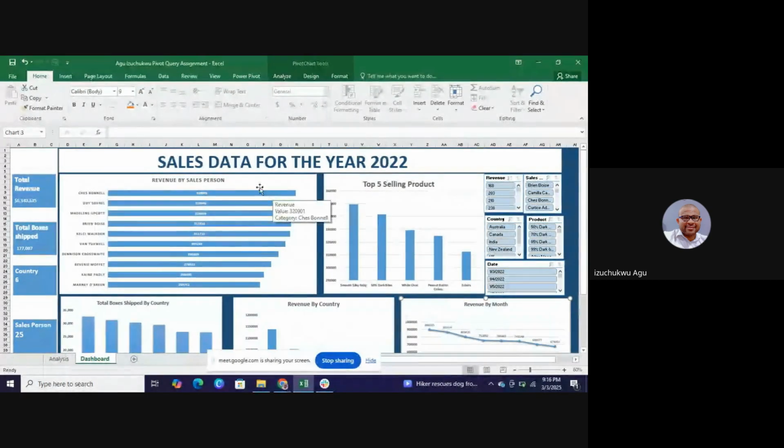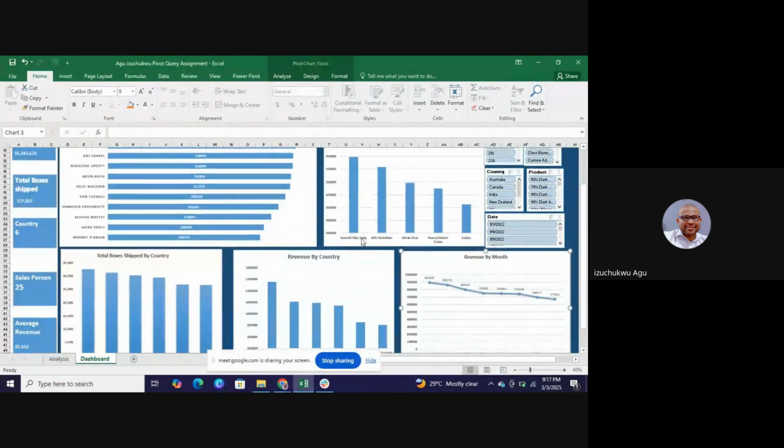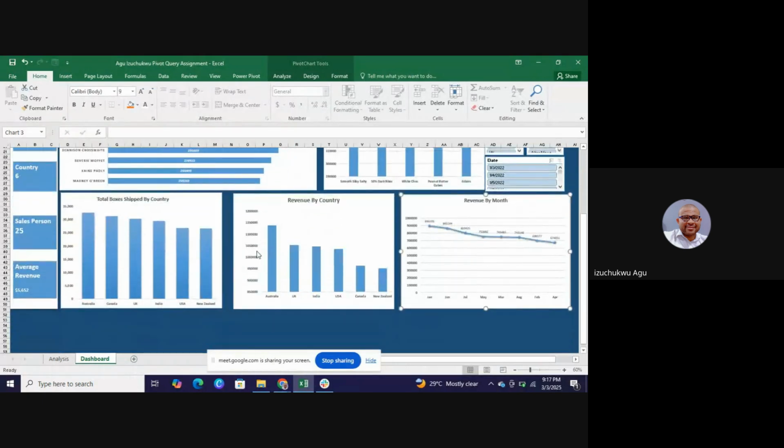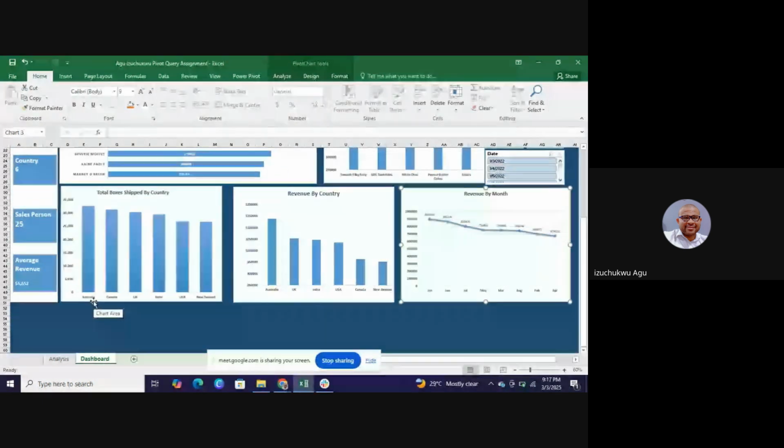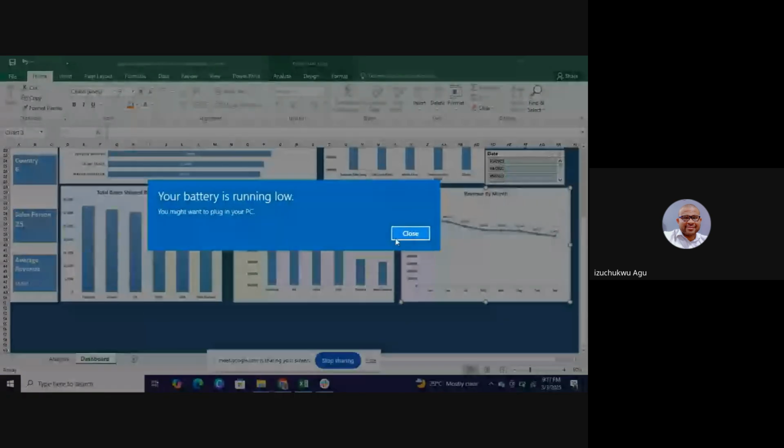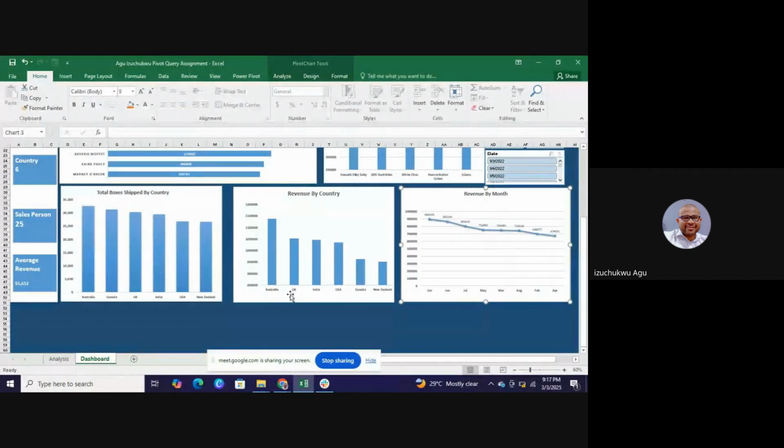So right here, Ches Bono is the salesperson with the highest number of sales. Then we have the five top selling products, starting with the Salty Silk, and it just goes down from there. The highest total boxes shipped we have here is Australia. Then, oh, sorry, my battery is low. Revenue by country, Australia also came out on top.